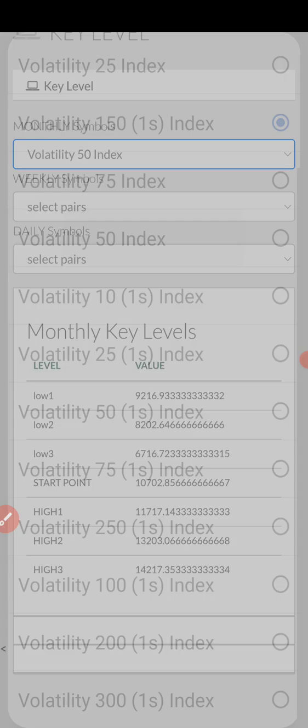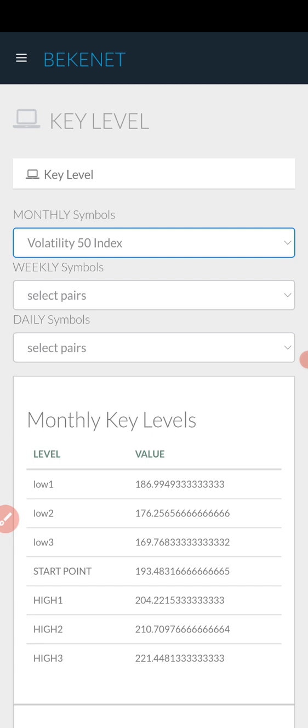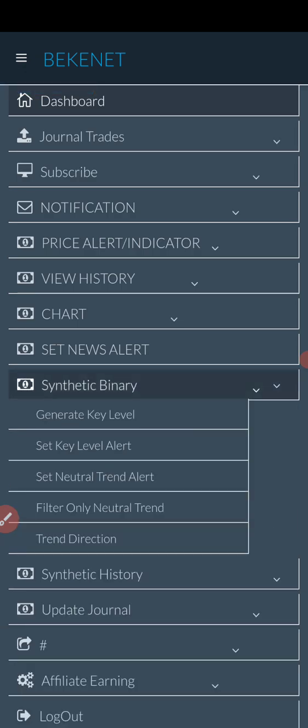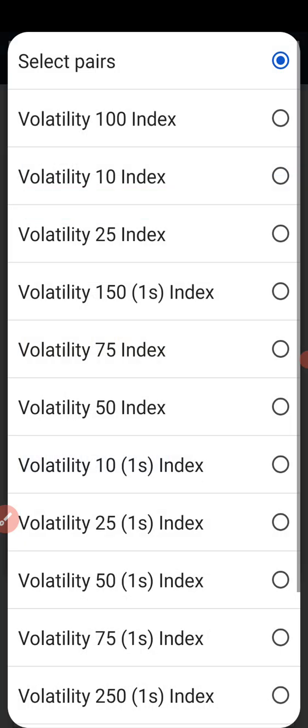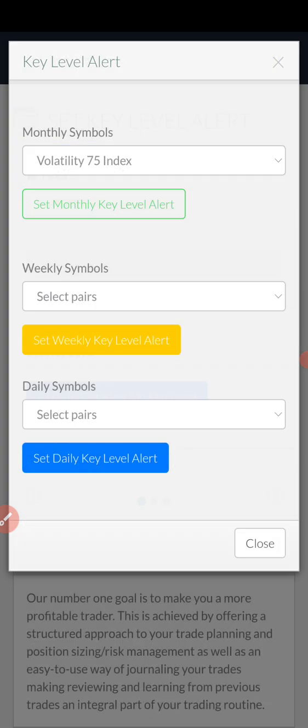Then that's that for that. You generate and do the same thing. You can see set alert on it. You understand? The same way we set on forex. Just select the same thing. I can set notification alert. So once price gets to all these levels, I will get a notification.